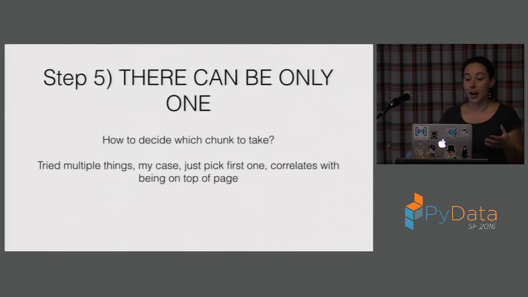Let's say for a given page, you split it into chunks, you calculate the features, you pass it to the classifier, and the classifier says, let's say there are 3 chunks, and 2 of them come out as having the publication date. How do we decide which one to take?